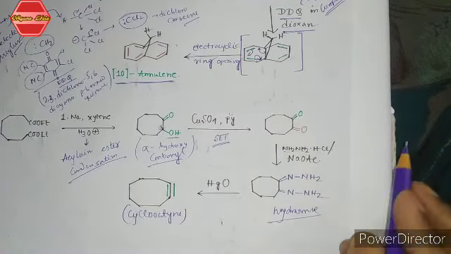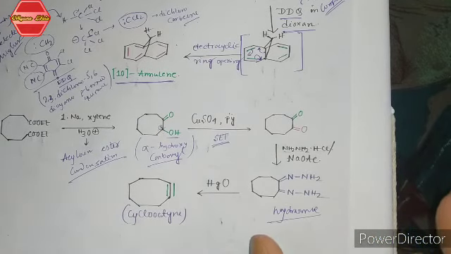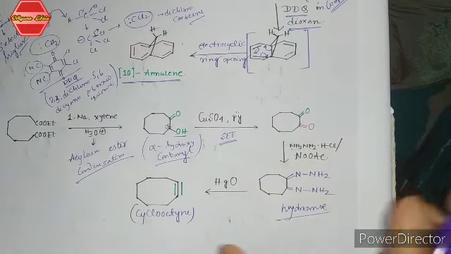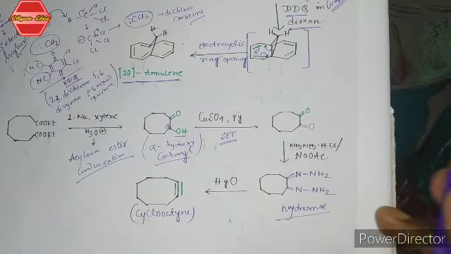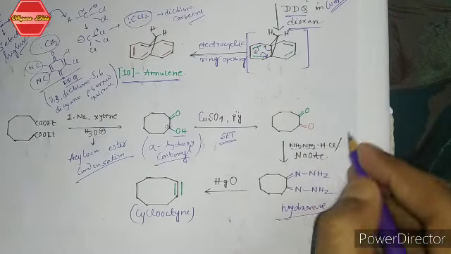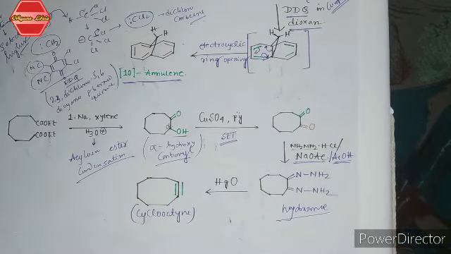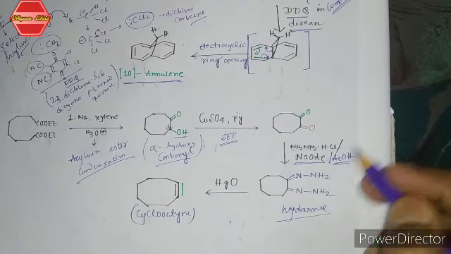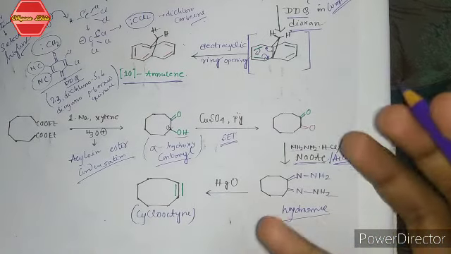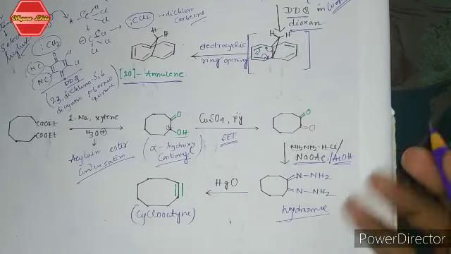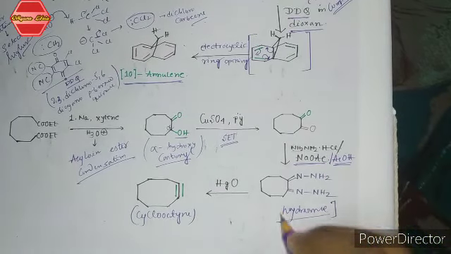Now this hydrazone is very much acid sensitive. So the hydrazone formation should be carried out at an optimum pH, and that is why a buffer is also used, that is NaOH in the presence of acetic acid. This buffer is used just to maintain the acidity of the overall reaction medium. Okay, so this is your hydrazone.